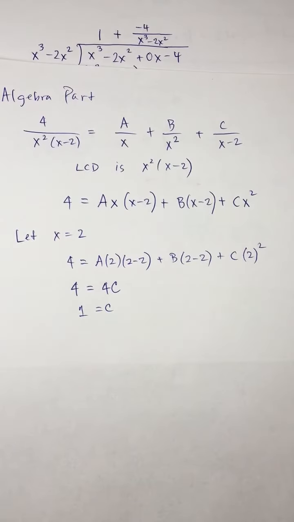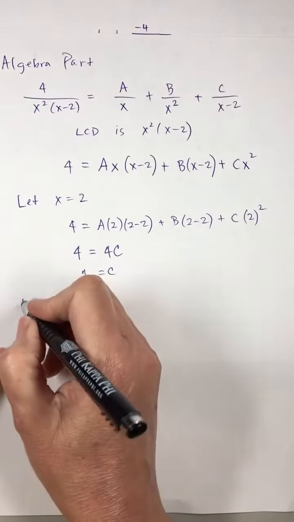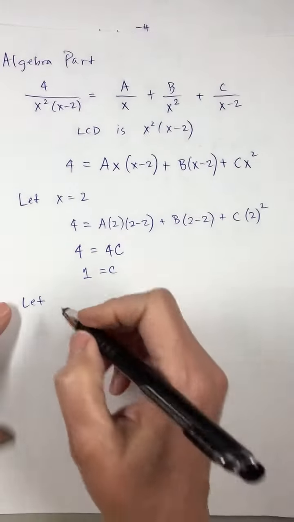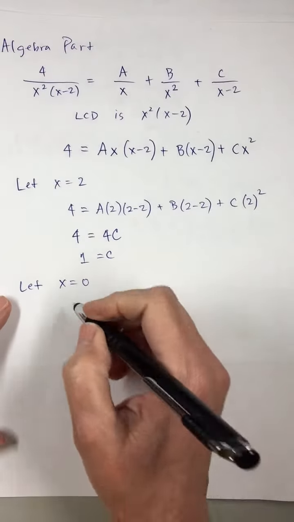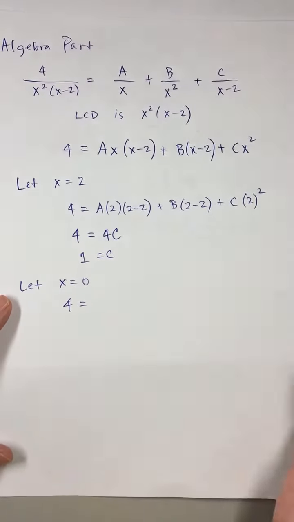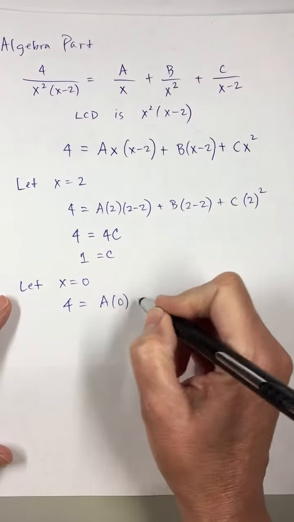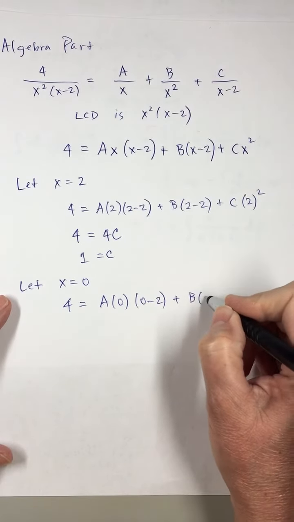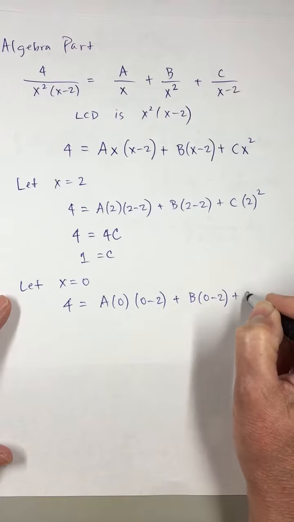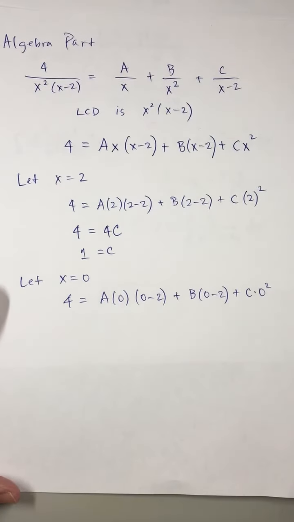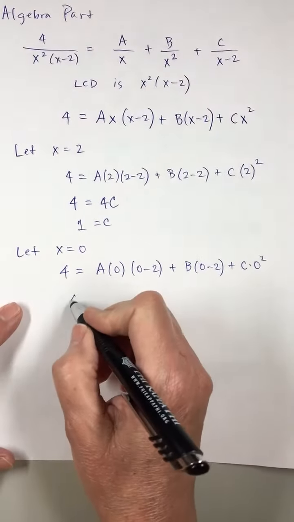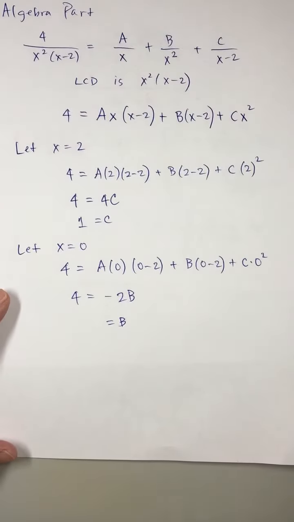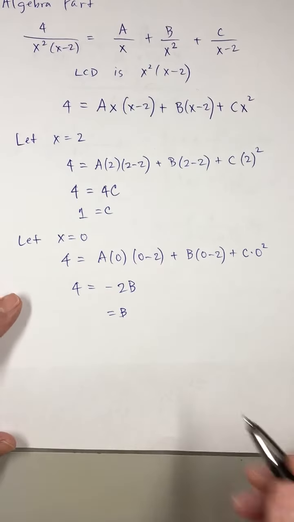Now, what's another good number to pick for x? 0. And look at what you have here that'll kind of get rid of some of these terms for you. Let x equal 0. So that would be 4 equals a times 0, and I'll write 0 minus 2, but you really don't even need to write that step. Plus b times 0 minus 2 plus c times 0 squared. So 4 equals negative 2b, and b will be negative 2.